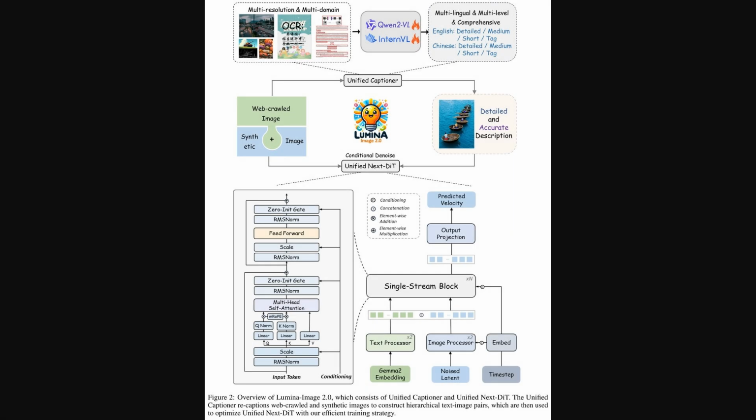Alright, so we saw what it can do. Now let's peek under the hood a bit with this next figure. This gives us an overview of the Lumina-Image 2.0 framework itself. It really shows those two core ideas we talked about. First, there's the unified captioner, or UniCap, which takes various images and generates those really detailed, multi-level, and multilingual descriptions we mentioned are important for training. Then, that detailed caption feeds into the main model, the unified Next-DiT, which you can see processes both the text and the image information together in these single stream blocks. That's that unification principle in action.